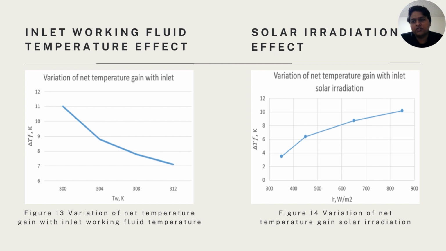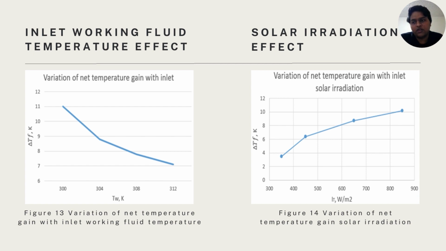From figure 13, we can say that with the increase in working fluid inlet temperature from 300 Kelvin to 313 Kelvin, the net temperature gain reduces from 11.1 Kelvin to 7.2 Kelvin. This analysis illustrates that heat transfer rates are slower at a higher working fluid inlet temperature compared to a lower inlet temperature.